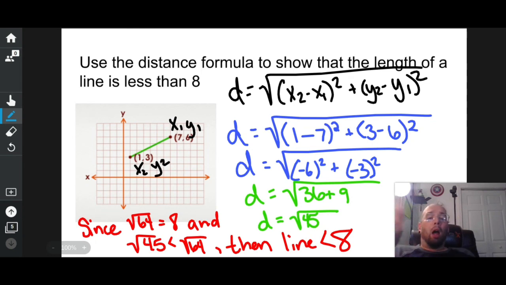So again, I'm just using the numbers that I have in front of me. I don't know what the square root of 45 is. I do know that the square root of 36 is 6. The square root of 49 is 7, so this is going to be 6 point something. I just don't know the exact answer, so I'm going to explain it that way, and that's a way that does make sense. I don't know what the square root of 45 is, but I do know that the square root of 64 is 8, and I need to prove that this is less than 8. So since 45 is less than 64, then the square root of 45 is less than the square root of 64, which means this line is less than 8.